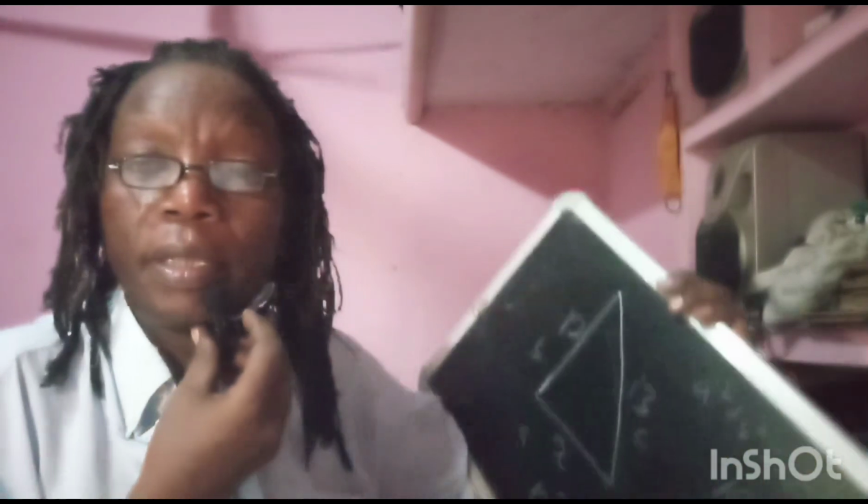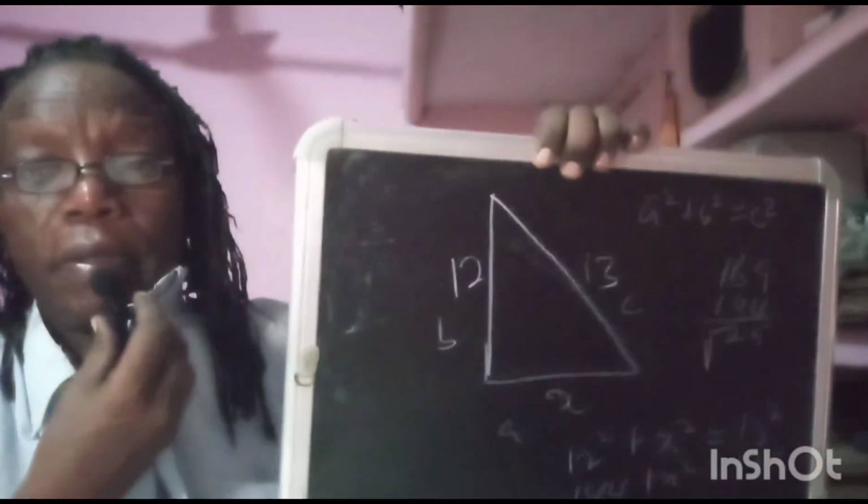So today I'm going to show you the other part of the sine and cosine: finding the missing side in a right angle triangle.